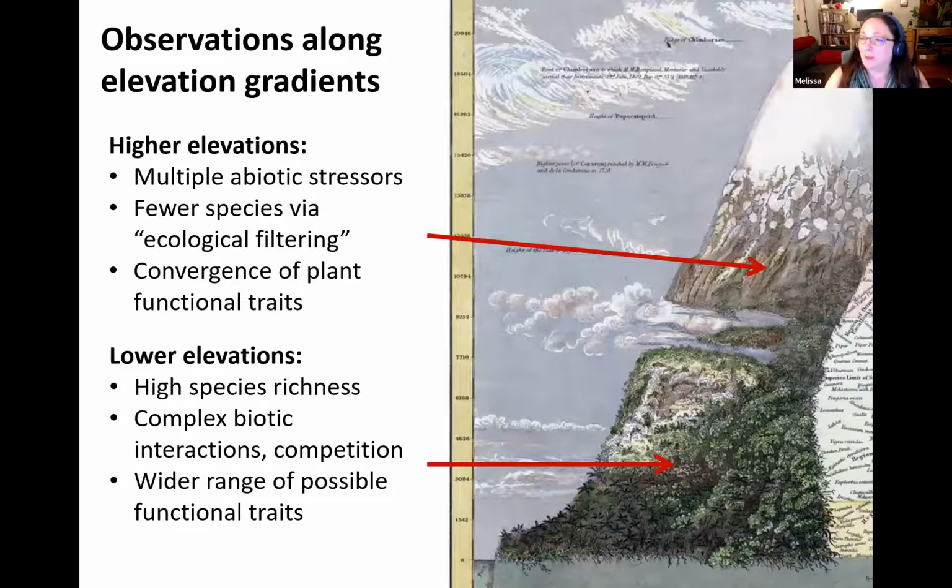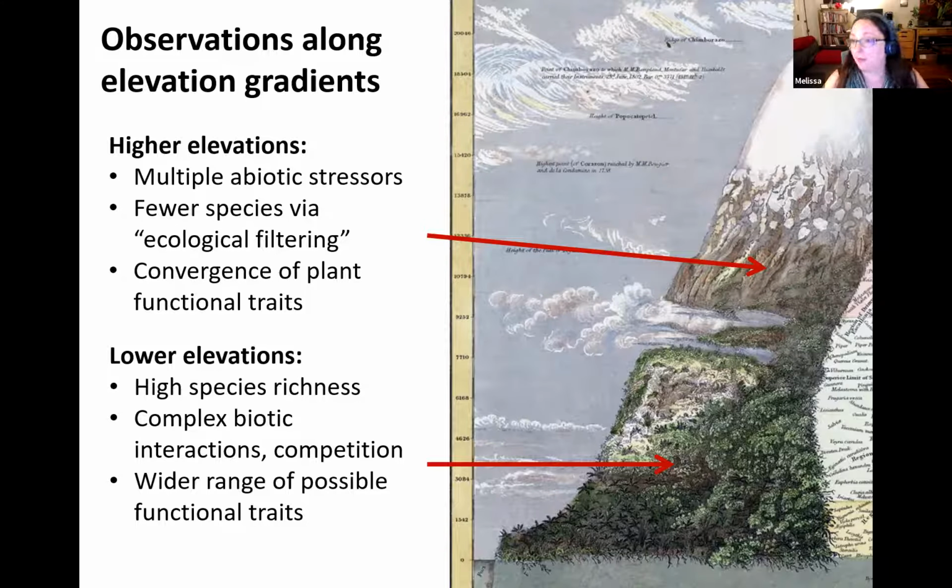So now I'm going to talk a little bit about how these traits usually change along an elevational gradient. These are generalizations about tropical mountains especially, and some of the plants observed there. In general, at higher elevations, you'll have more abiotic stressors, combinations of extremes of temperature variation, exposure to sun, wind, things like that. And from this, you have an effect called ecological filtering, where essentially only some species can exist under those stressful conditions. And within that, when looking at the plant functional traits, you have more of a convergence of traits, again, traits that can withstand these types of stressors.